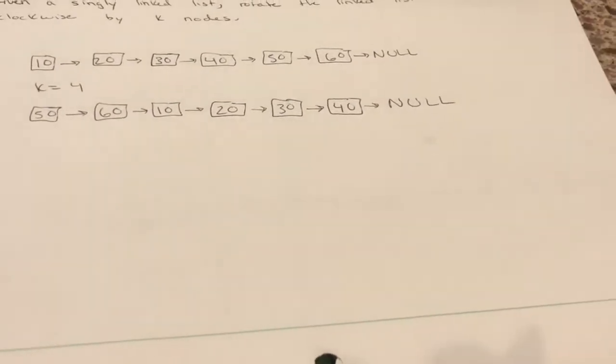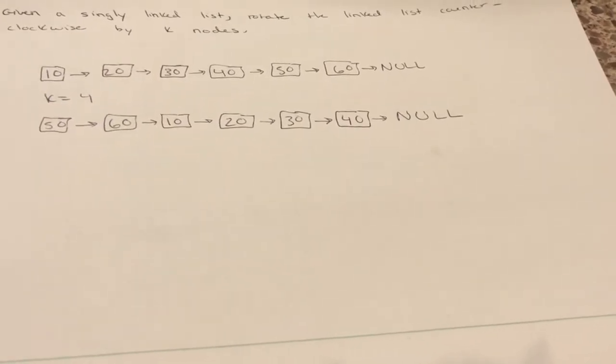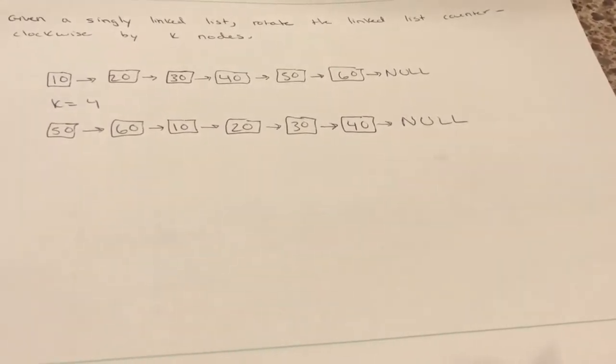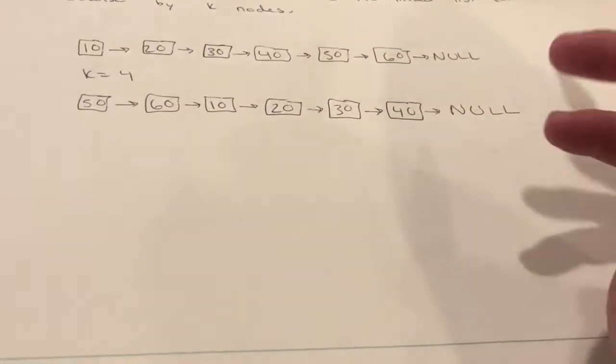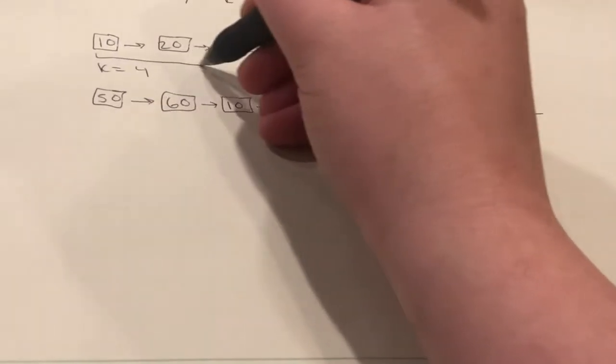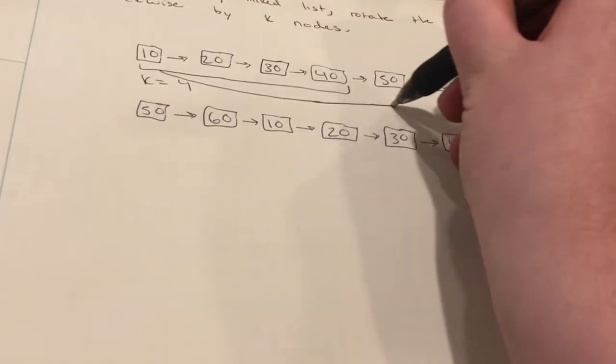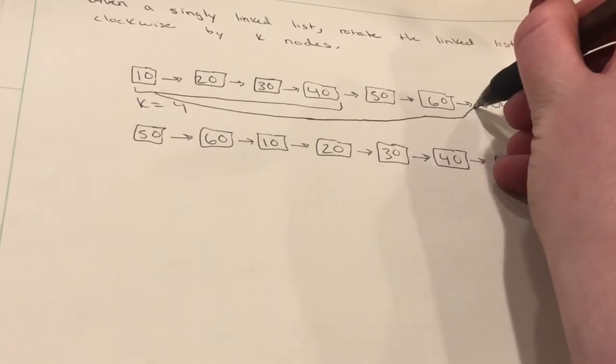Okay, number two, given a singly linked list, rotate the linked list counterclockwise by k nodes. So this will be our example here of a linked list. And if we have k of 4, what we're going to be doing basically is taking the first 4 nodes and then just rotating it so that the 10 would come back down here, and then we'd just be reiterating that until, as we can see, starting at 50, 60, and then we have the remaining 4 nodes coming after that.